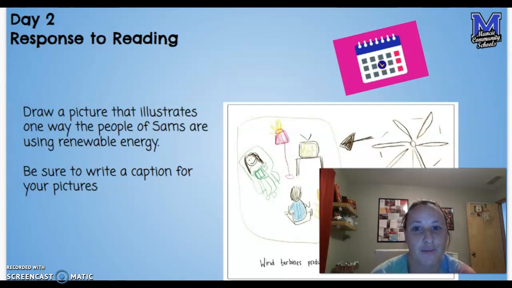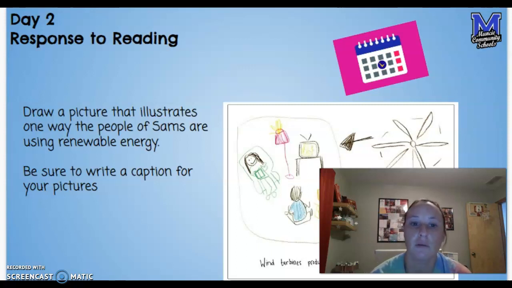Hey guys, today for your response to reading, you are going to get to have some fun and draw a picture. So you're going to need to get a blank piece of white paper. And we read the story Energy Island. So this talks a lot about renewable and non-renewable resources, and ways to save energy and make energy.